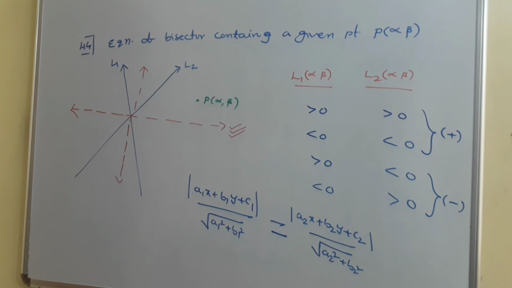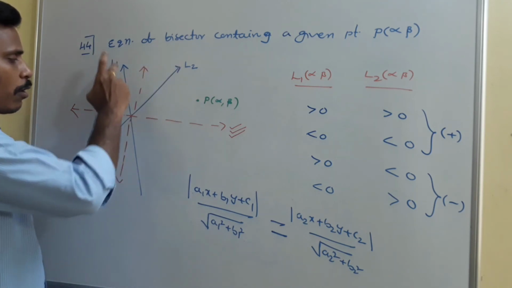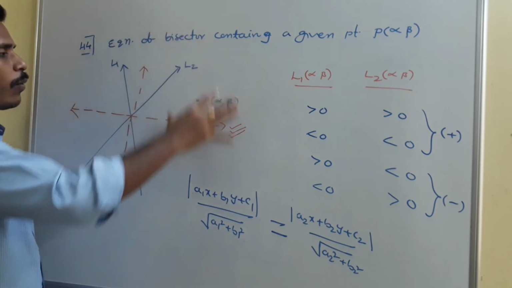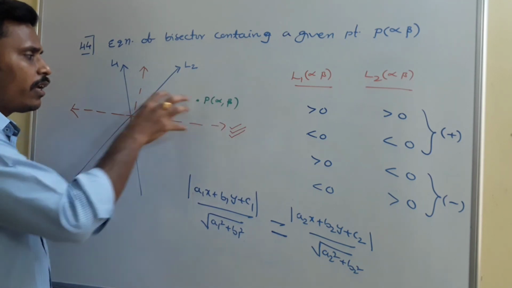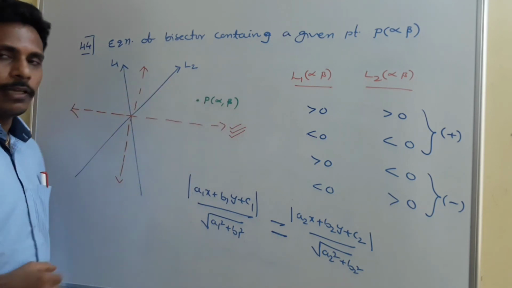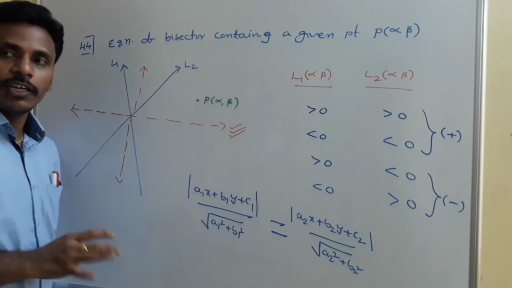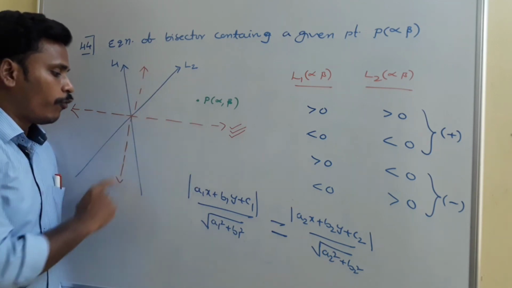Now the next bit is finding the equation of the bisector containing a given point alpha comma beta. Containing a given point alpha comma beta, in the sense, if I have two lines L1 and L2, the system of two lines will divide the plane into four parts. If P alpha comma beta is a point in any one of the regions, say P is here, so we have two angular bisectors L3 and L4.